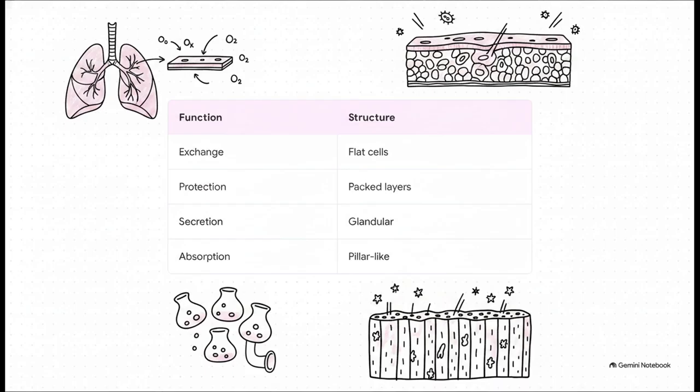Look at the lungs. For gas exchange, you need a single layer of incredibly thin, flat cells so oxygen can slip right through. But for protection, like on your skin, you need many tightly packed layers acting as a heavy-duty barrier against friction and microbes. Form literally follows function here.